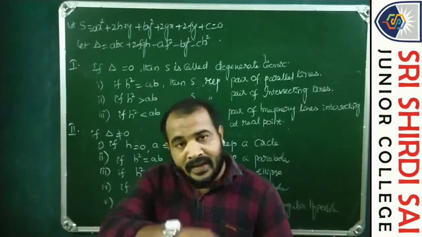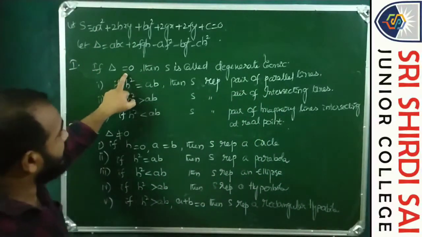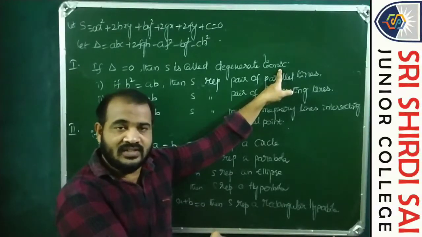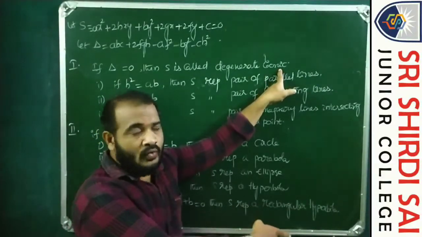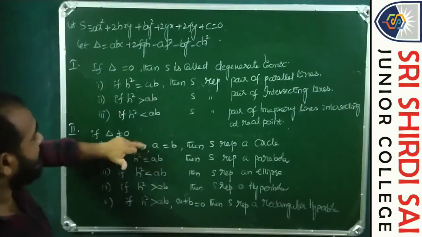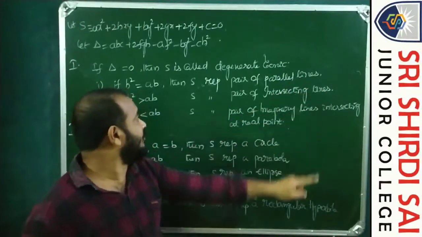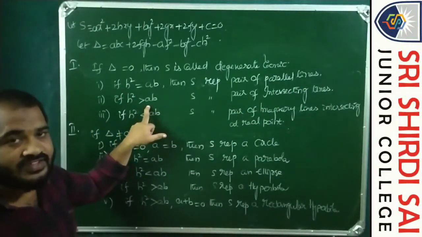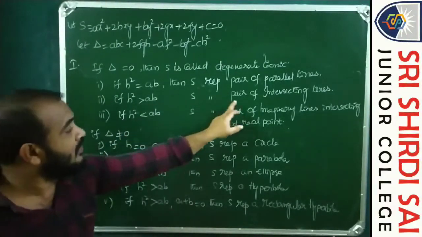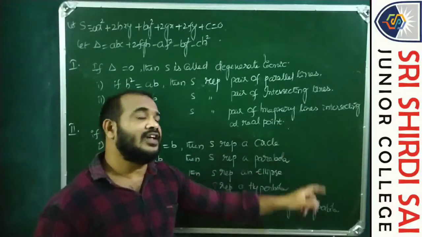Now, based on the second degree non-homogeneous equation, if this delta is equal to 0, then S is called a degenerate conic. We have discussed this in the video. If delta is not equal to 0, we can classify in these categories. If h square equals ab, S represents a pair of parallel lines. If h square is greater than ab, which we have discussed and solved in the first year, it is a pair of intersecting lines. If h square is less than ab, it is a pair of imaginary lines intersecting at a real point.